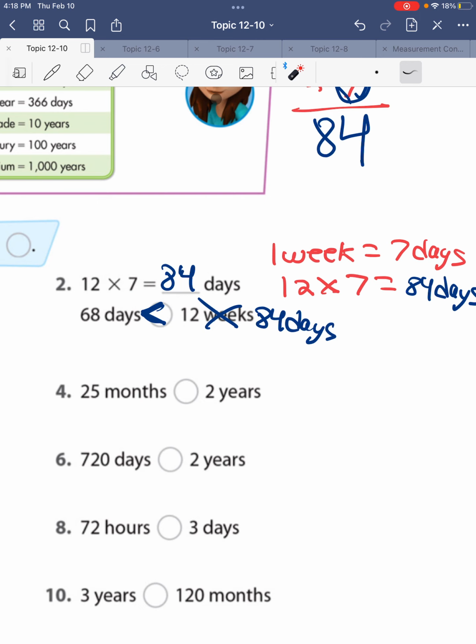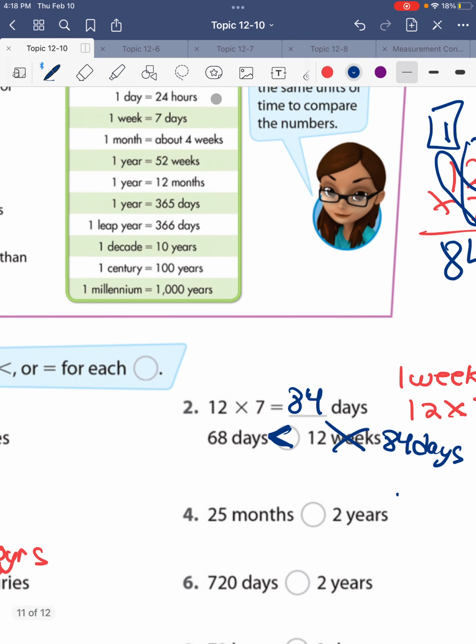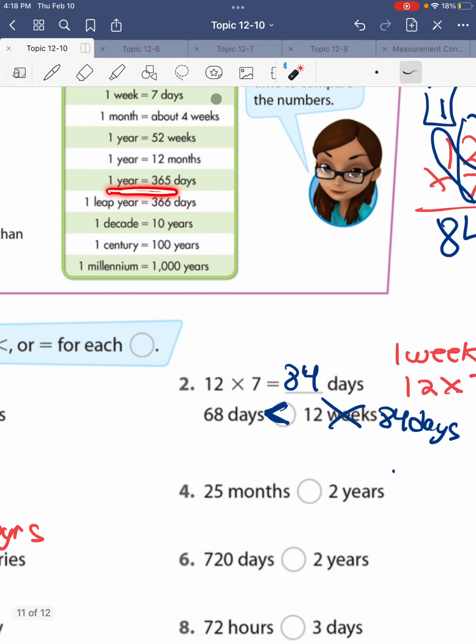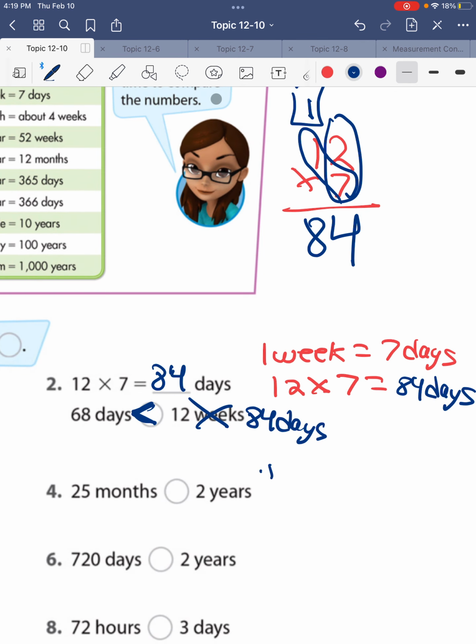So I have 25 months, 2 years, okay? So I'm going to convert the biggest one. It's 2 years. So I need to know what's the conversion for years. 1 year equals 300. Wait, I'm doing years to months, okay. Make sure you're doing years to months because we have 3 ones with years, okay? So 1 year equals 12 months. This is the one I'm looking for. So I'm going to put over here, 1 year equals 12 months, okay?